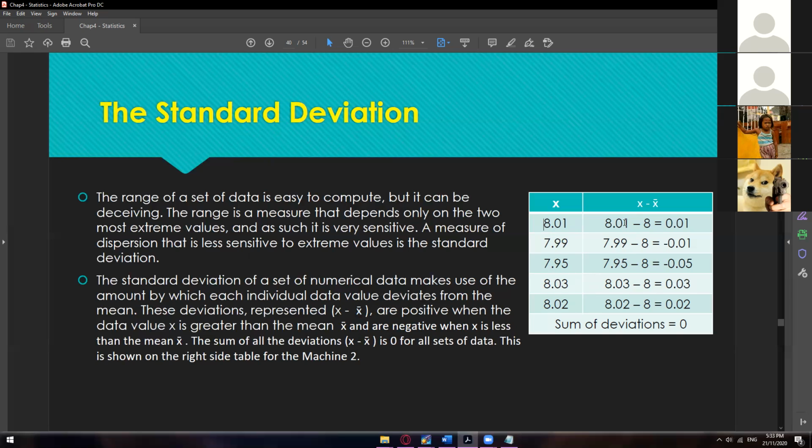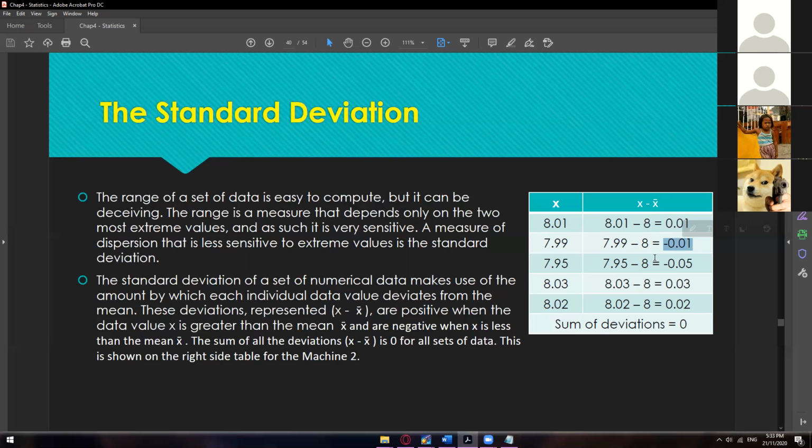As you can see right here, 8.01 minus 8. So it has a deviation of 0.01 from the standard, which is positive 8, sorry, not negative 8, but positive 8, which is 8 ohms. So it's only 0.01 more, which is good. It has a very little deviation. And then the other one is negative 0.01, which is also good.